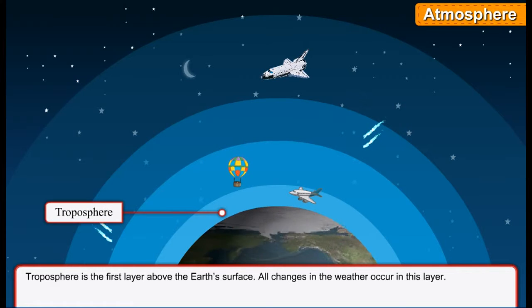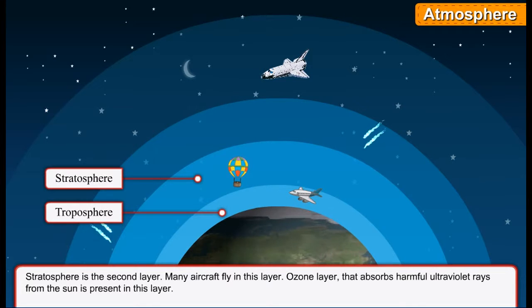Troposphere is the first layer above the Earth's surface. All changes in the weather occur in this layer. Stratosphere is the second layer. Many aircraft fly in this layer. Ozone layer, that absorbs harmful ultraviolet rays from the sun, is present in this layer.